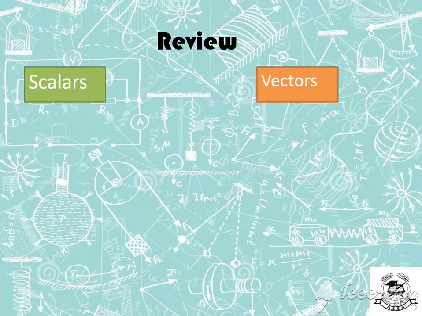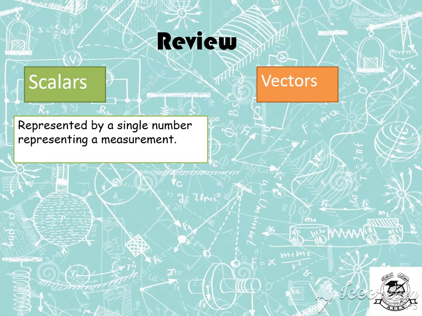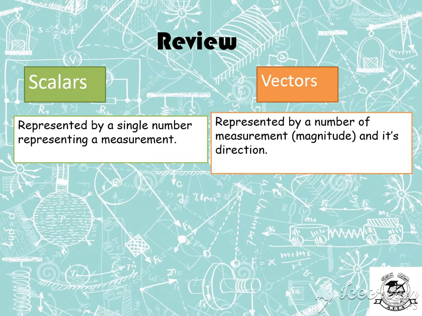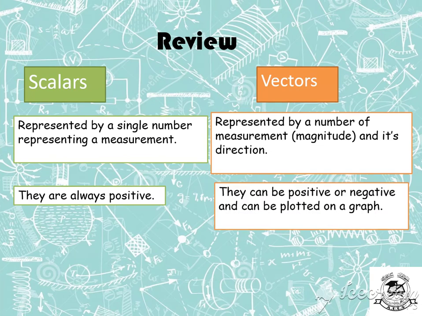Let's review. We have studied the two types of quantities in physics, scalars and vectors. We studied that scalars are represented by a single number that represents the measurement, any measurement it could be, while vectors are represented by a measurement telling the magnitude along with a direction. The scalars are always positive, while a vector could be positive or negative, and it can also be plotted on a graph.